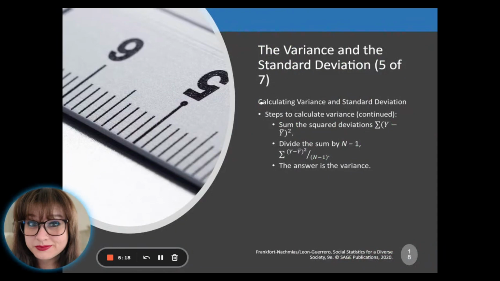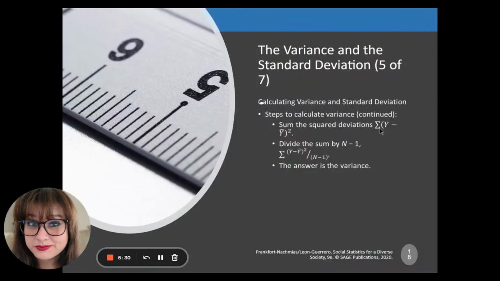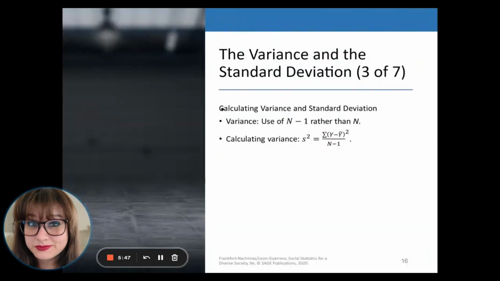From there, you're going to sum these squared deviations that you have. Remember, we've gone through the mean, we've subtracted the mean from each of the scores, and then we are squaring each of the deviations. Now, at this point, you're adding all the squared deviations up, so you're starting to add them up. Then you divide it by n minus 1. So this is what this would look like right here: that sum value that you have divided by n minus 1. That answer that it gives you is the variance. So basically following this right here is what will give you the variance.